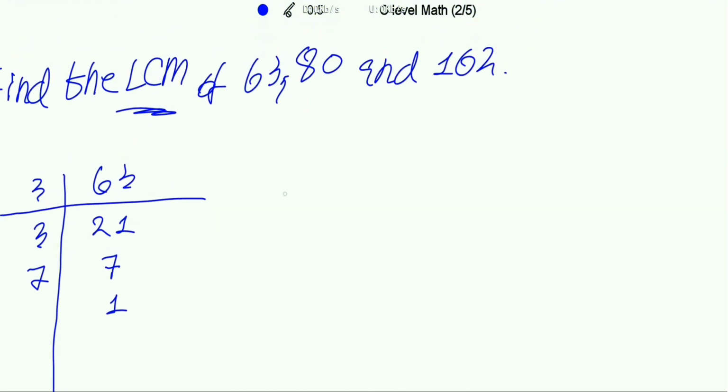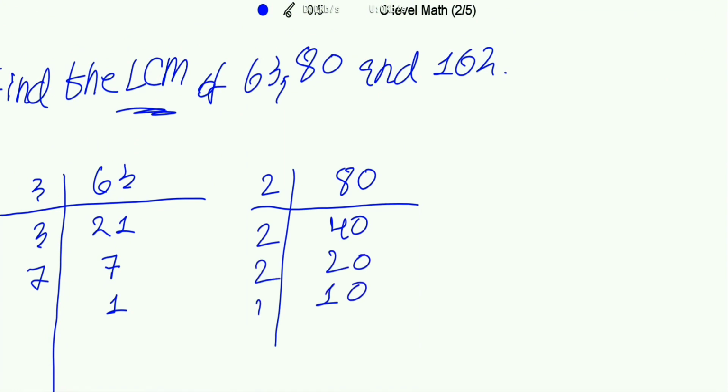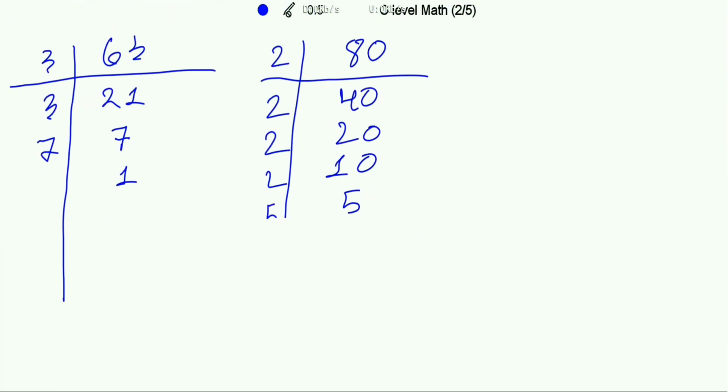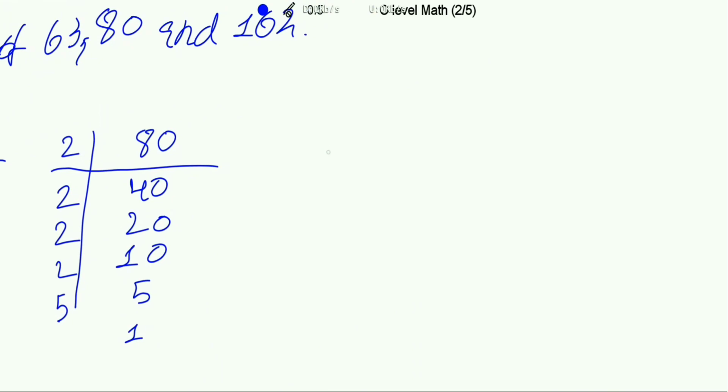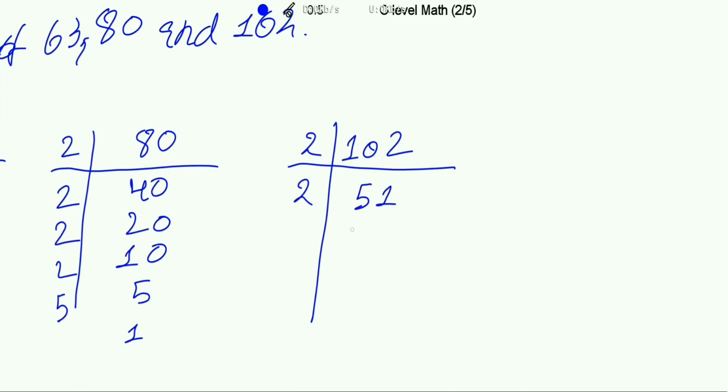Now we're going to break down 80 as well. So 80, divide this number by 2: 40, again 2: 20, again 2: 10, again 2: 5, and then 5. Okay, broken down. Now we're going to break down 102. So 2, then 51; 51 can be divided by 3, since 3 times 17 is 51.